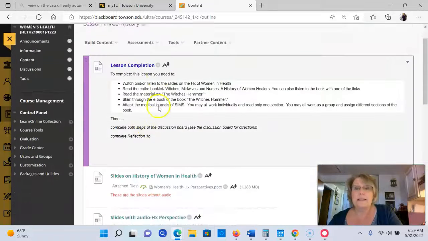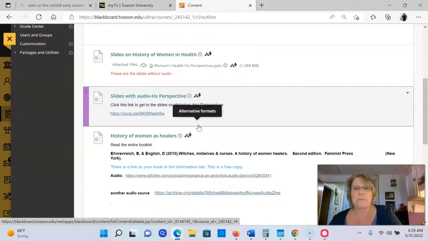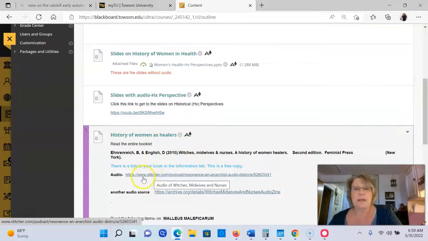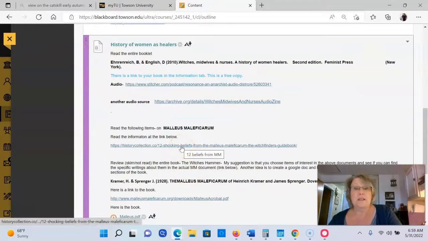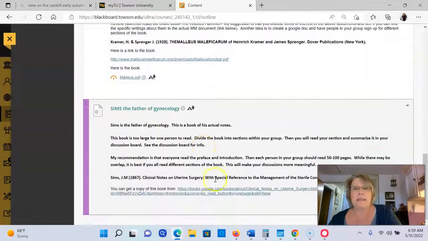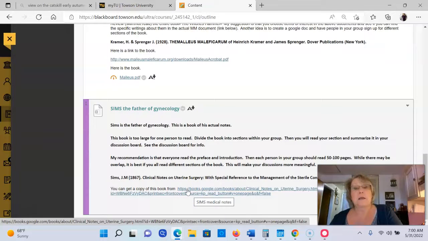So when you look at this, it says you should read the slides that go with history. This book you would have either purchased, or you're going to do it online. Here are 2 online links to it. This is a book that I'm suggesting that you skim, not read. And this book is the actual literature notes of a famous gynecologist who actually introduced gynecology to the United States. Again, this is something you will divide and read only portions of.